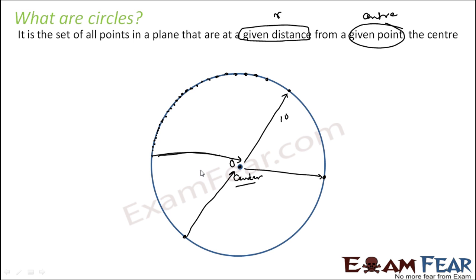Right? So you fix a point, and the point is called center. From that point, you fix a distance. Let's suppose 10 centimeter, 5 centimeter, 6 centimeter, any centimeter you want, or even kilometer, any unit is possible, and you try to plot all the points which are at a fixed distance from the center, you will get a circle.